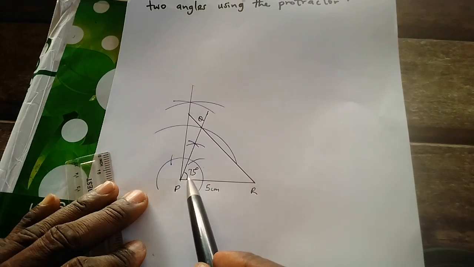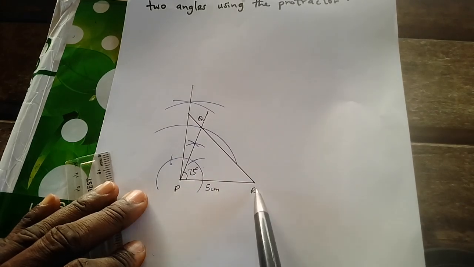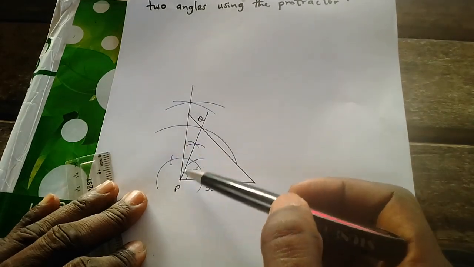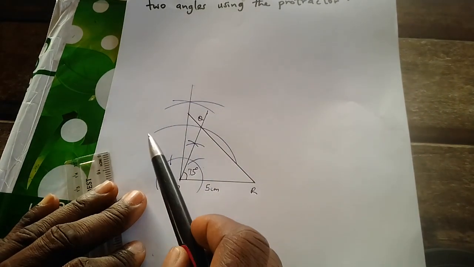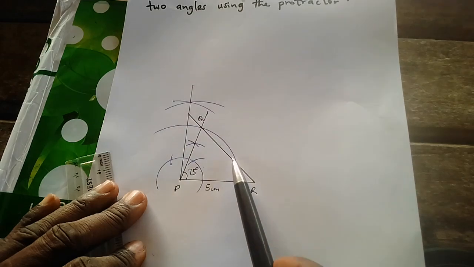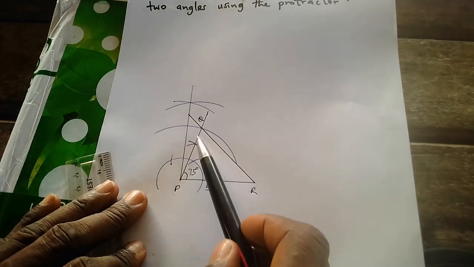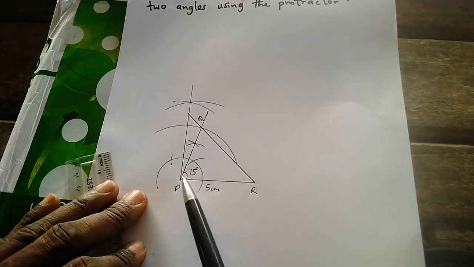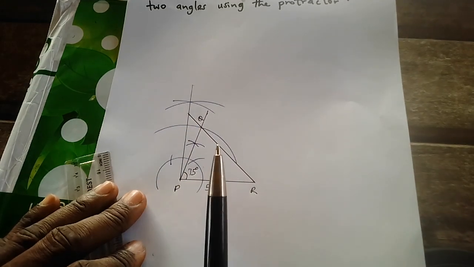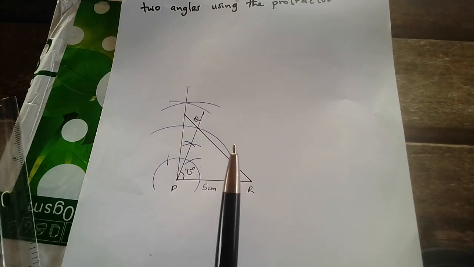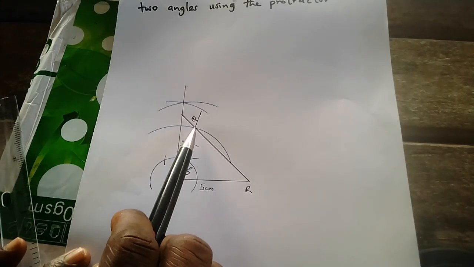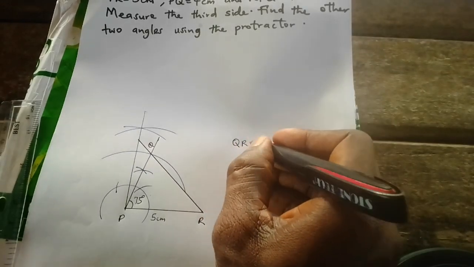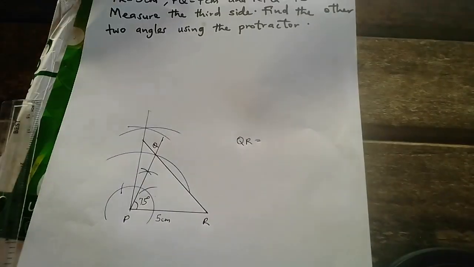RPQ is 75. Then PR is 5 centimeter. Then our PQ is 4 centimeter. So by the time you join with this angle 75, from here to here it will be 4. This is 5. So they now said that measure the third side. The third side will be line QR.